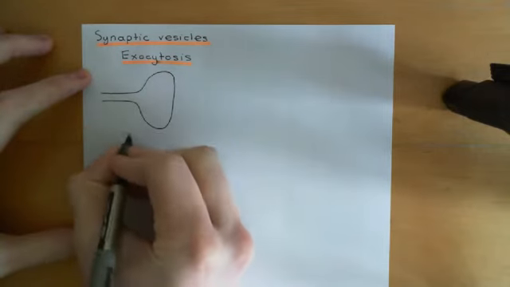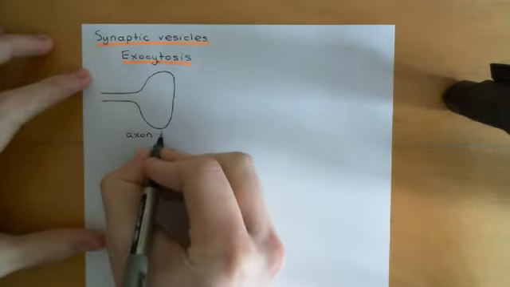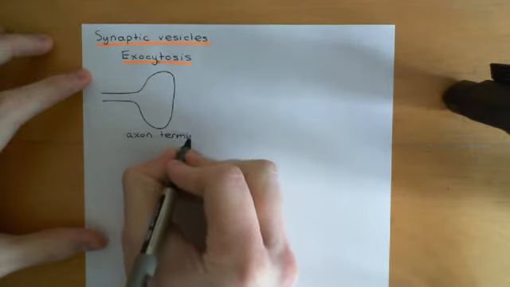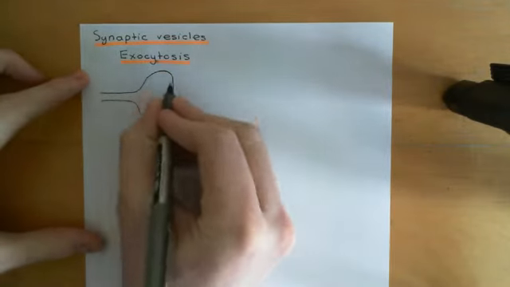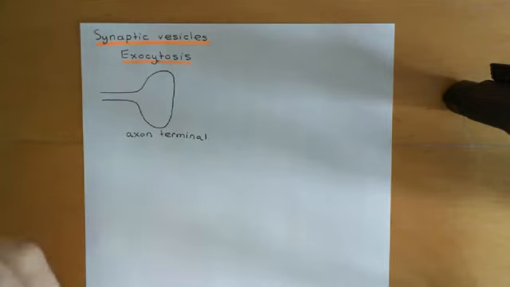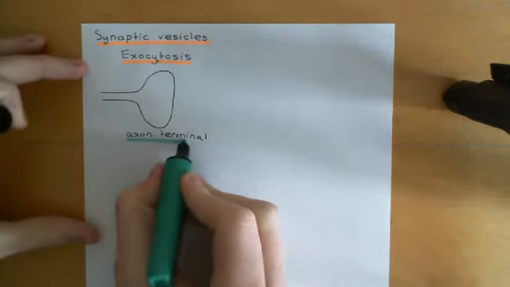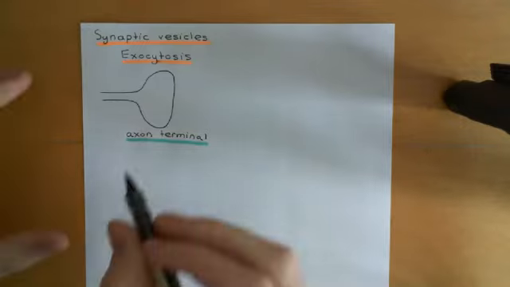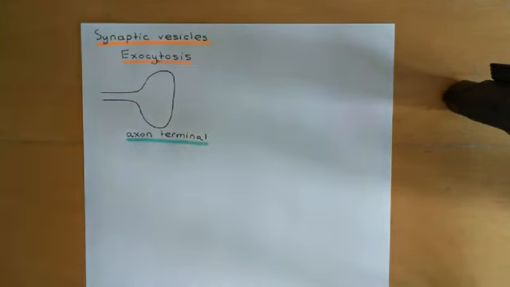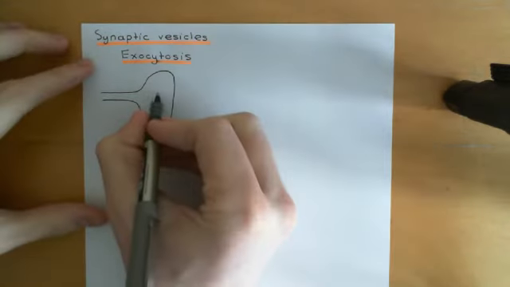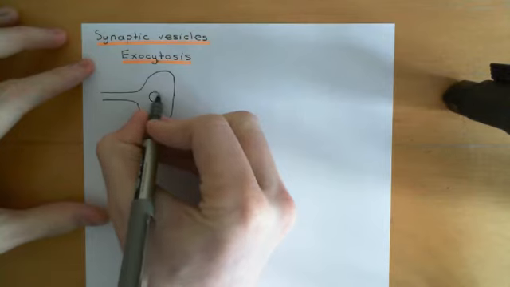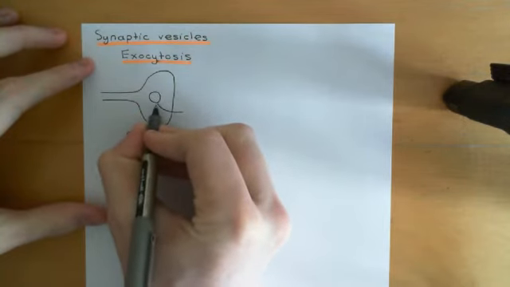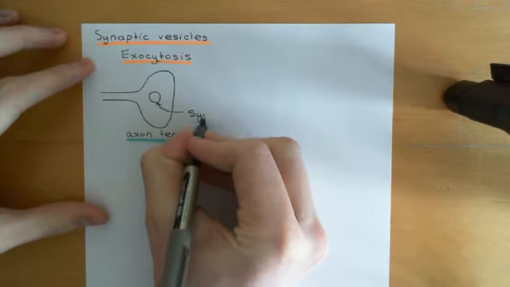So here, this is our axon terminal of some neuron. This is the axon here, and then this bulge is the axon terminal. Now in the axon terminal you have machinery for producing whichever neurotransmitter this axon terminal releases, be it glutamate, acetylcholine, GABA, whatever. We'll just generalize this and call them all neurotransmitters. Basically what happens is the neurotransmitter is packaged into membrane-bound structures called synaptic vesicles.